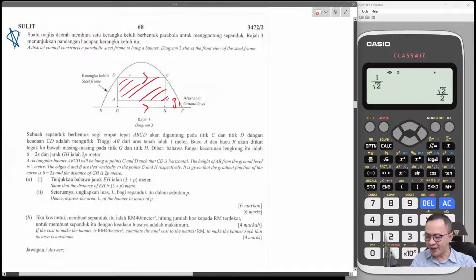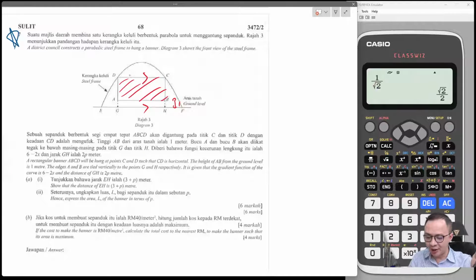So the edges of AB are tied vertically to the points G and H respectively. It is given that the gradient of the function is 6 minus 2x and the distance of GH is 2p meter, sorry. The distance from G to H is 2p meter. And then show that the distance of EH is 3 plus p meter.